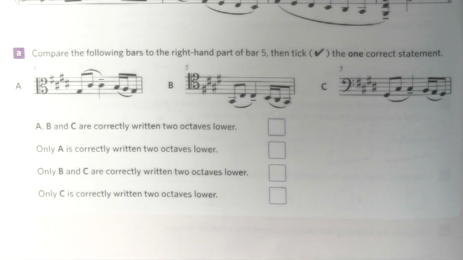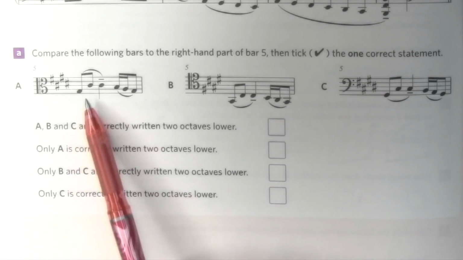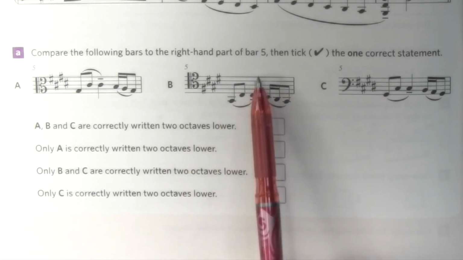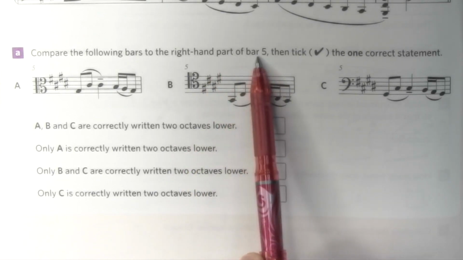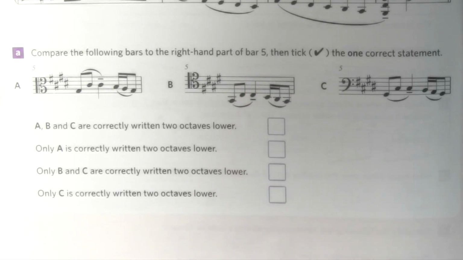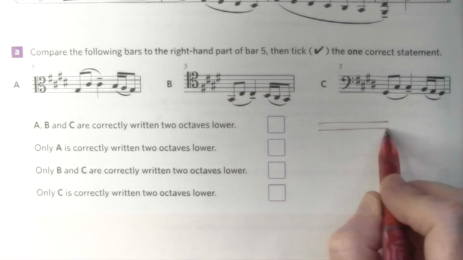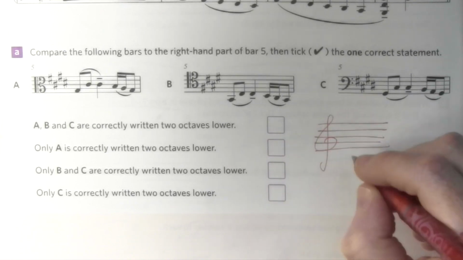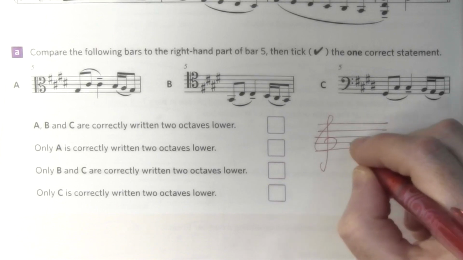In this wonderful piece by Debussy, we need to compare these 3 bars with the right hand part of bar 5. So the right hand part of bar 5 starts with this note, G sharp.